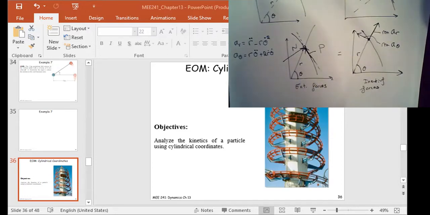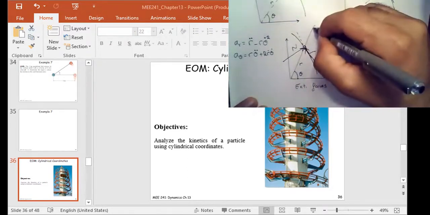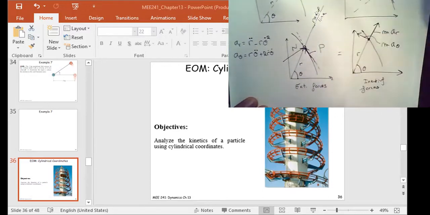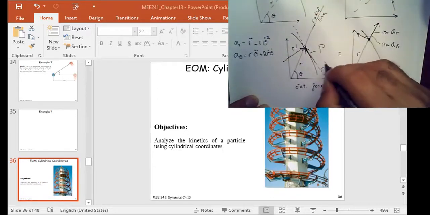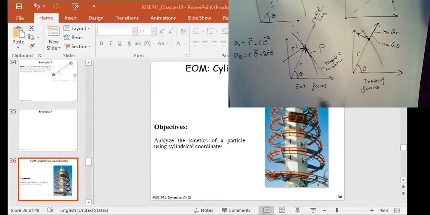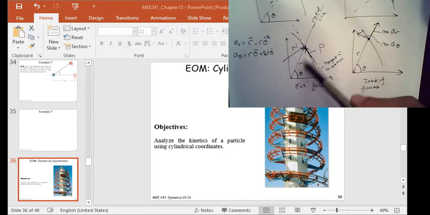Basically, we have to find this angle between N and the radial line, right? This is my radial line, and this guy is my tangent, or this is my tangent line, right? If I can manage to find this angle between N and the radial line, I'll be able to sum the forces along this direction, and I already have m a r. I know the mass, and I know a r, so I'll be able to write that.